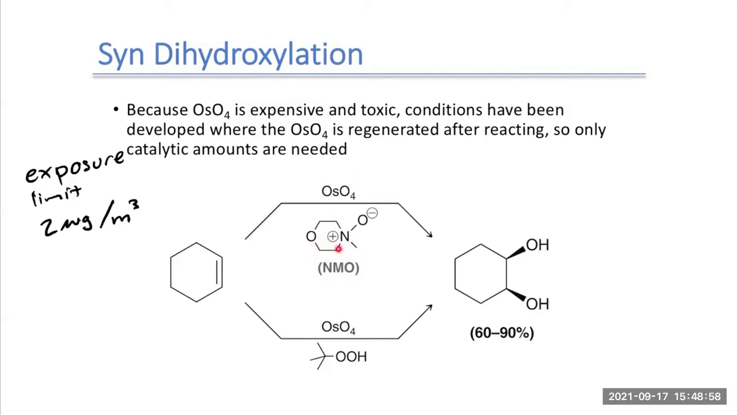And doing it this way, where we have a catalyst to reoxidize and regenerate the osmium tetroxide, you can still end up with about a 60 to 90% yield of your syn dihydroxyl product. And it goes through that syn addition because we're adding 2 oxygens to the carbons at the same time.